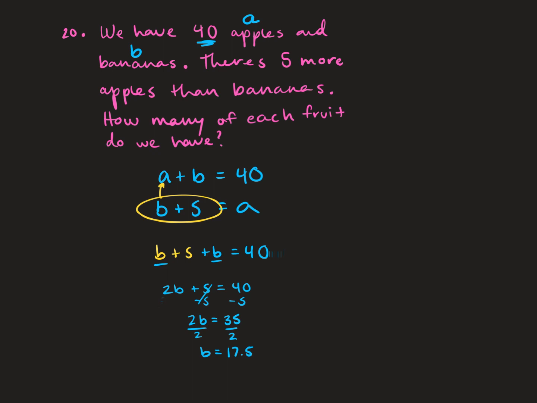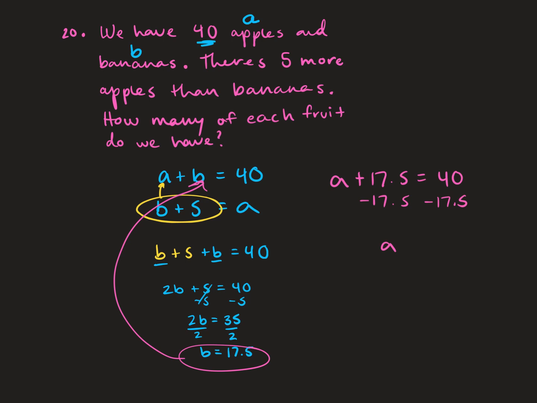How do I find the amount of apples that I have? So I would take the amount of bananas and plug it into B, just like we would solve normally. So I would have A plus 17.5 is equal to 40. Subtract 17.5 from both sides. So how many apples do I have? 22.5? Yep. Yeah, we don't have half an apple or half a banana, but that would be her answer here.